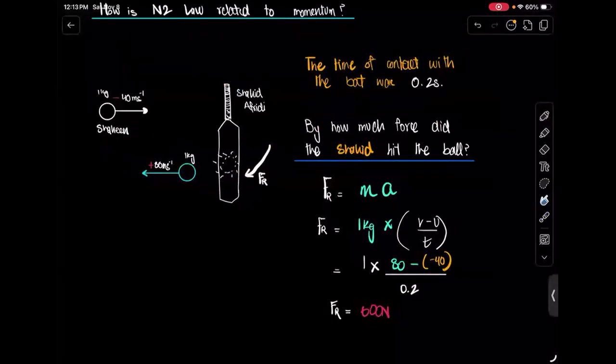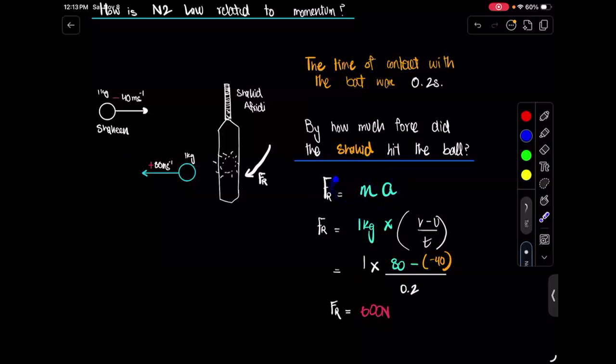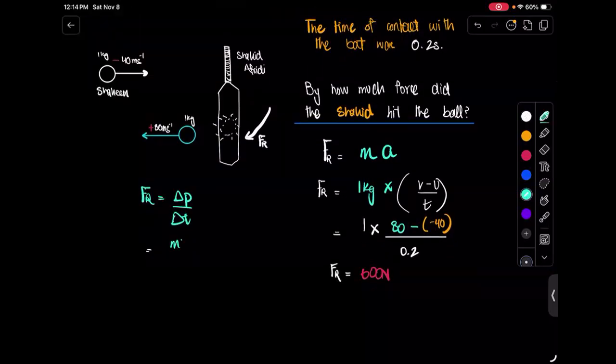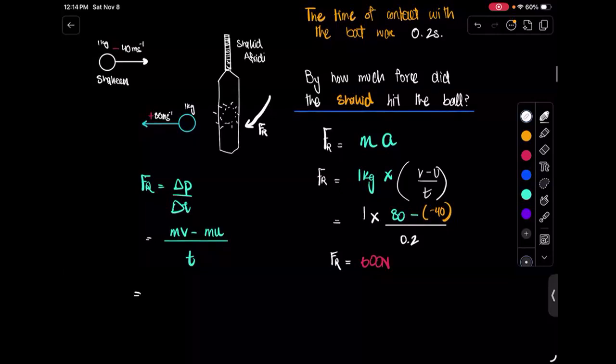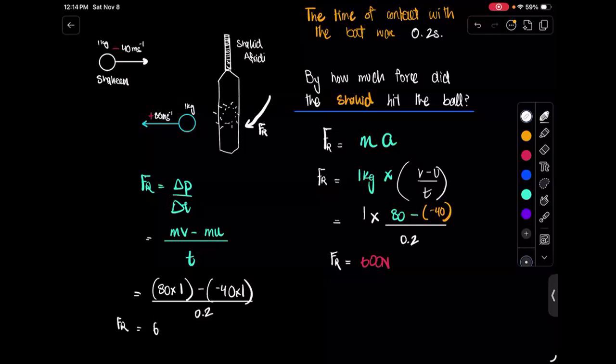So do you see how resultant force can be used according to this formula? Or you could do it the other way as well. You could also do it by the formula Fr is equal to change in momentum divided by change in time. Now, what is the change in momentum? Change in momentum is just mv minus mu divided by t, right? And what is mv? That's just 80 times 1 minus what is the initial momentum? We chose that as negative. So that's just minus 40 times 1 divided by 0.2. And again, you've still gotten your resultant force as 600 newtons.